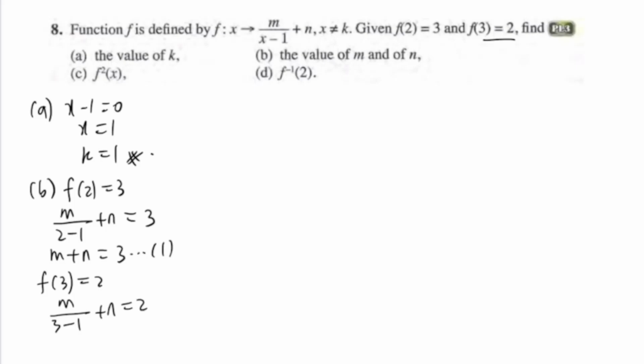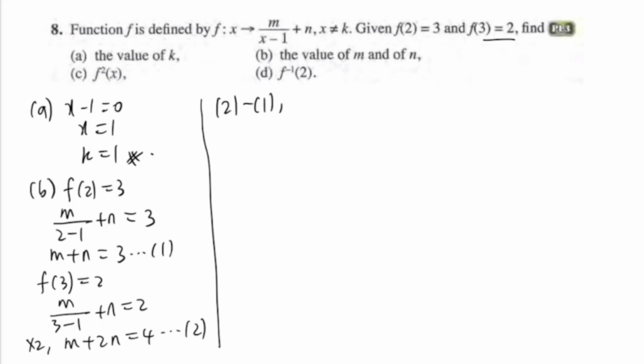So maybe I'll just multiply by 2. This is 2, so I just times 2 straight away. m plus 2n is now 4. Equation number 2. The reason why I times it over is because it's easier. I don't like fractions, so it's easier to solve it this way. Let's take equation 2 minus equation 1. m disappears, 2n minus 1n is just n, 4 minus 3 is just 1. So n is 1. As we sub inside equation 1, m plus n is now 3, n is now 1, so m is 2. Okay, that is part B. Right, I got m equals to 2, n equals 1.